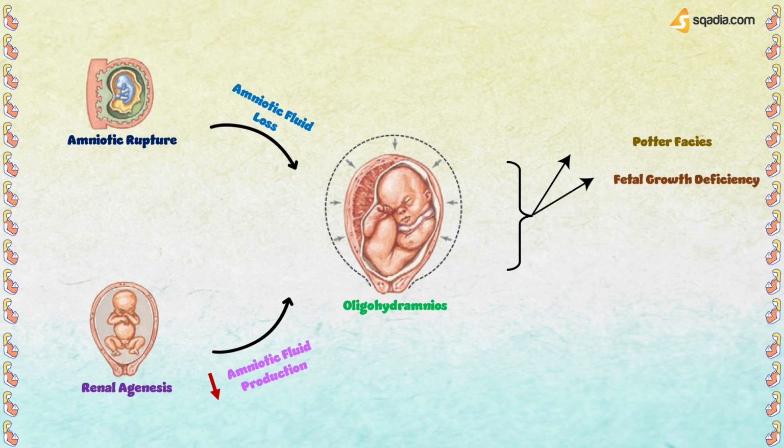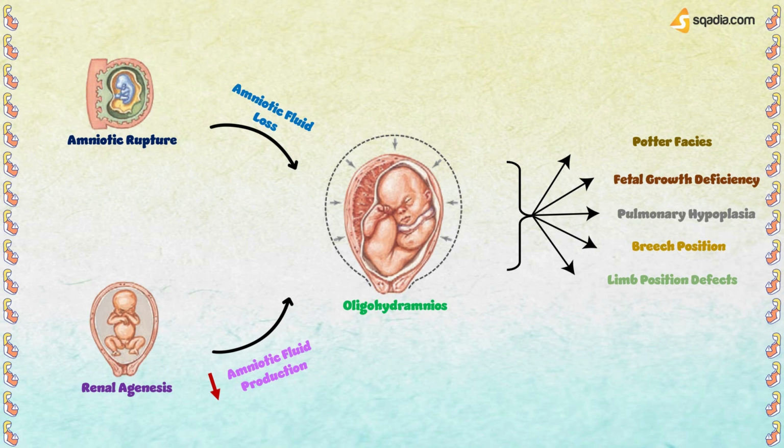Fetal growth deficiency. Pulmonary hypoplasia. Pulmonary hypoplasia is a condition in which the lungs are abnormally small and do not have enough tissue and blood flow to allow the baby to breathe on his or her own. This can be a life-threatening condition. Breech position. A breech position is when your baby is lying bottom down in your uterus. And limb position defects. Now, class, pay attention.